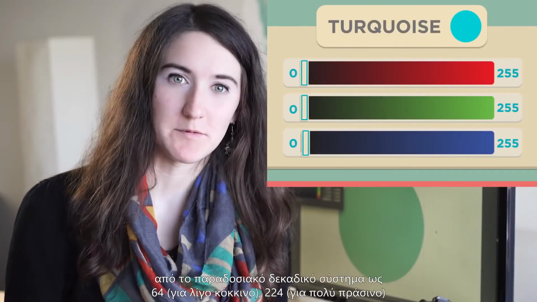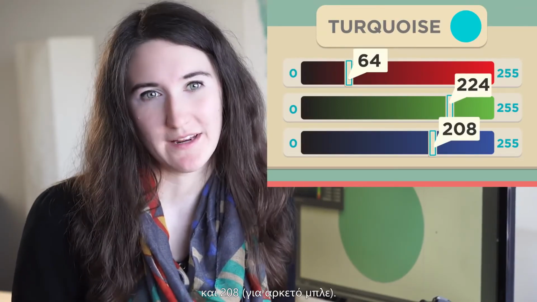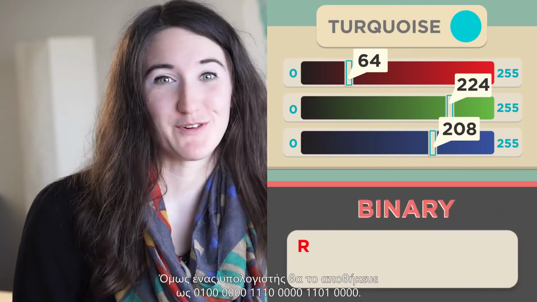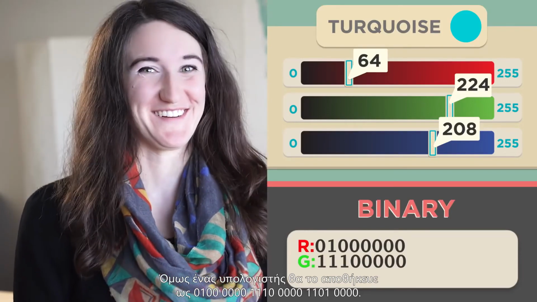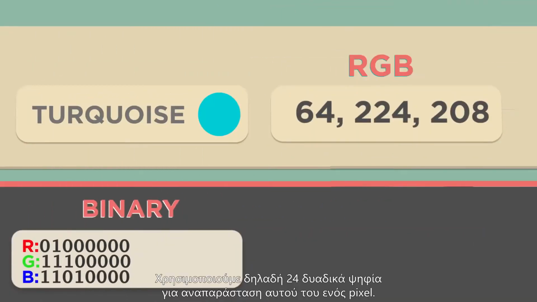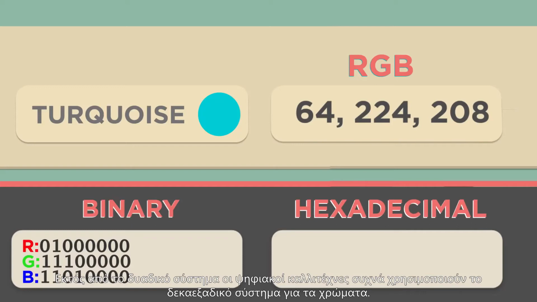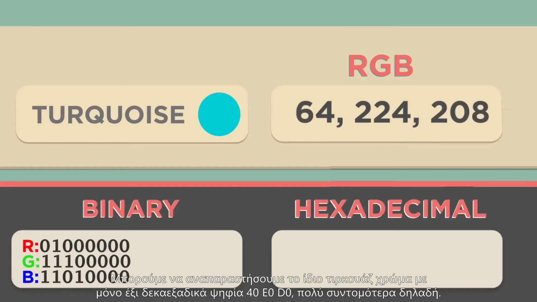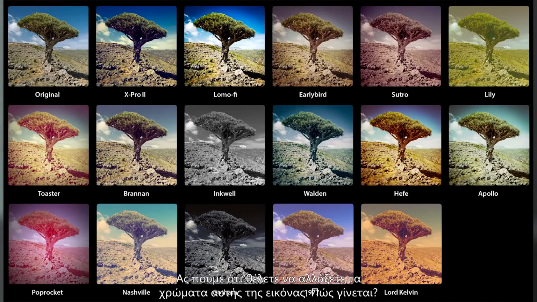We could represent a pixel of the color turquoise, for example, in our traditional decimal-based number system as 64 for a little red, 224 for a lot of green, and 208 for some blue. But a computer would have stored it as 0, 1, 0, 0, 0, 0, 0, 0, 1, 1, 1, 0, 0, 0, 0, 0, 1, 1, 0, 1, 0, 0, 0, 0. We use 24 binary digits to represent this one pixel. So rather than binary, digital artists often use the hexadecimal number system to represent colors. So we can represent the same color turquoise using only 6 hexadecimal digits, so 40, E0, D0, which is a lot shorter.